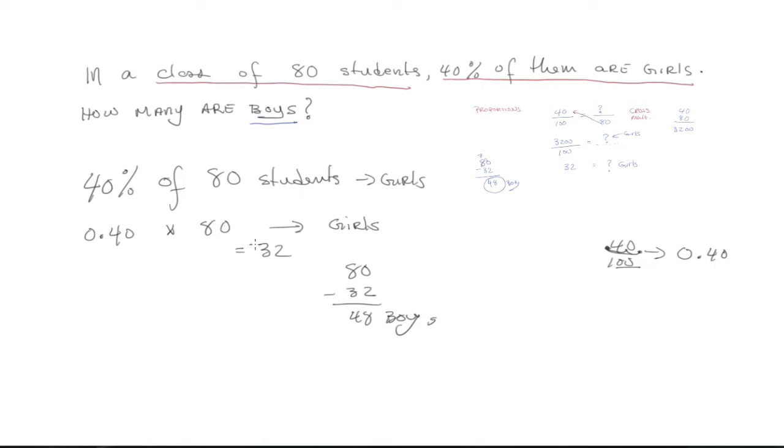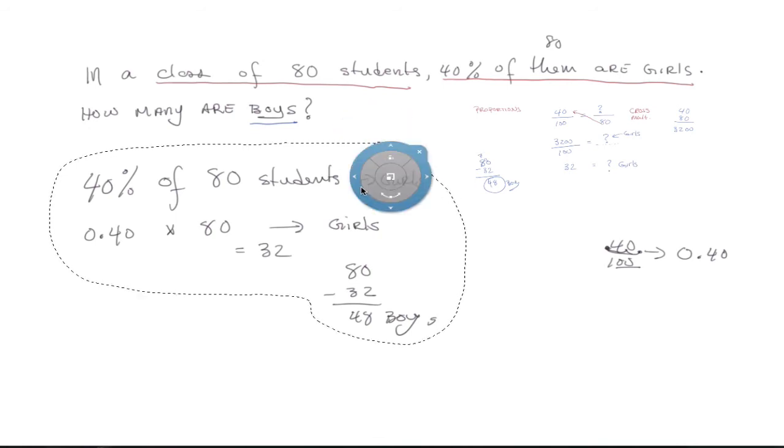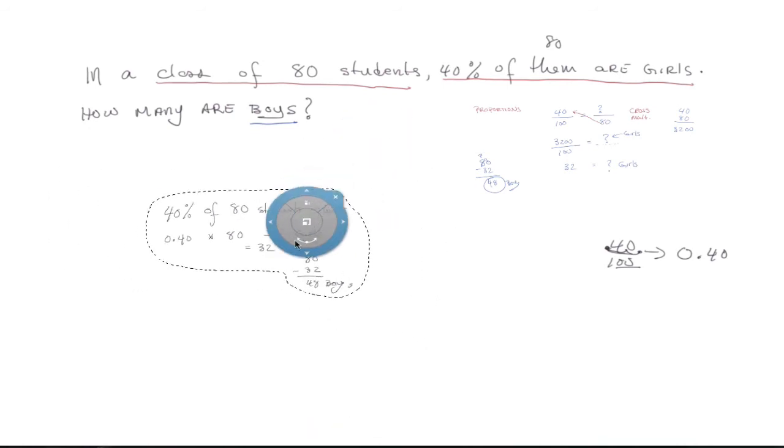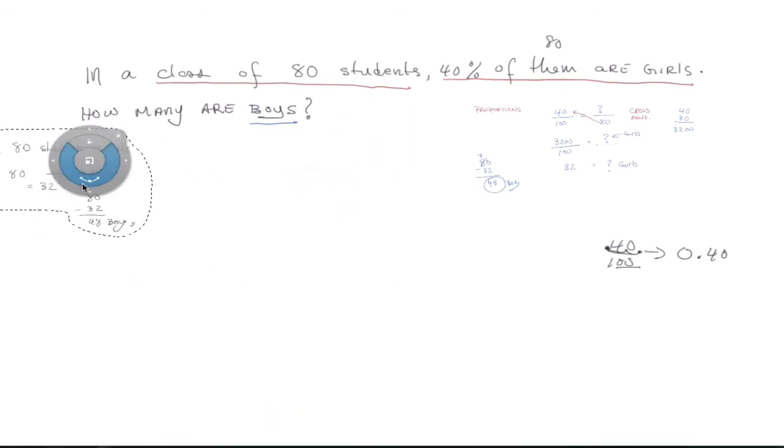So this is a second way of finding out how many boys there are. This time I didn't use proportions. What I did is I converted the percent into a decimal, and then I followed what the text says. 40% of them being the 80 students in the class. Of is multiplication, so I multiply, and that gives me the quantity of girls. So I know I said that there were 2 ways of solving this, but it turns out actually there are 3 ways. Let's minimize this a little bit, move it to the side, and let's do a third technique.